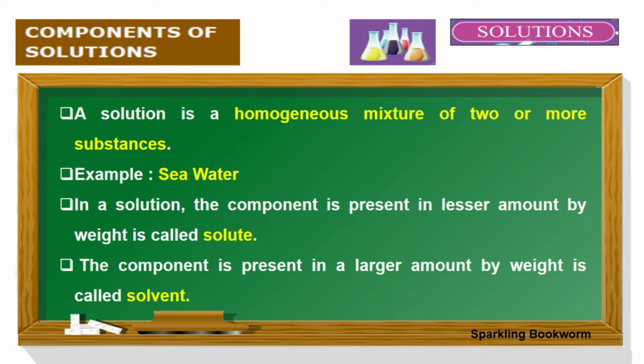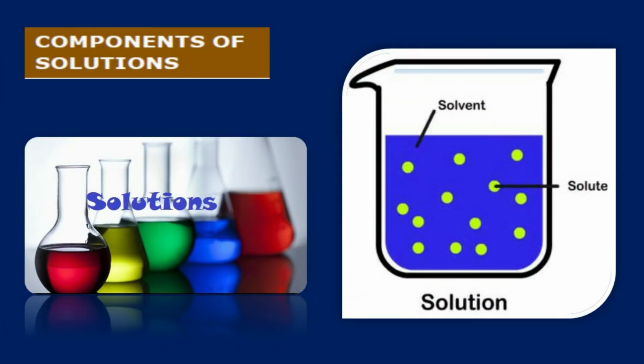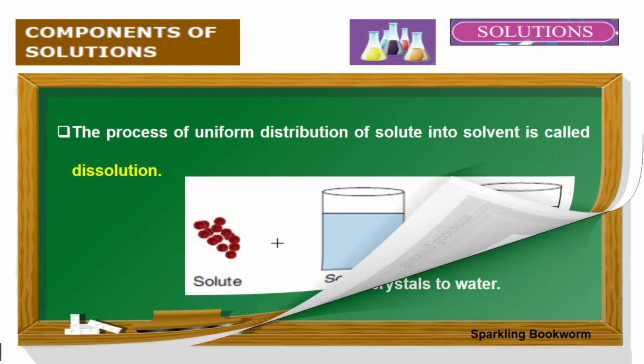Example, seawater. In a solution, the component present in a lesser amount by weight is called the solute. The component present in a larger amount by weight is called the solvent. Dissolution. The process of uniform distribution of solute into solvent is called dissolution.